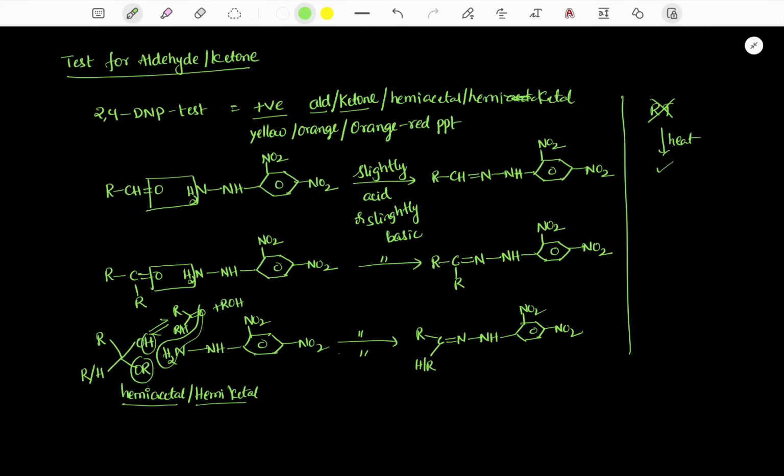It is a 2,4-DNP test. The importance of the 2,4-DNP test is it confirms the reactant has either aldehyde or ketone or hemiacetal or hemiketal.